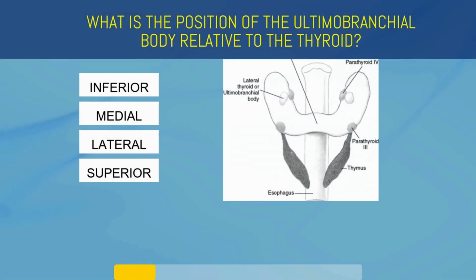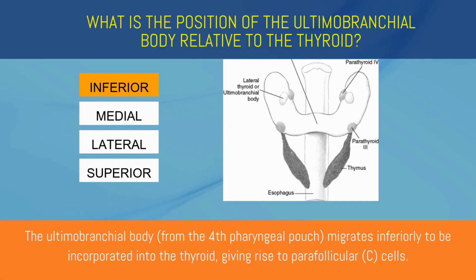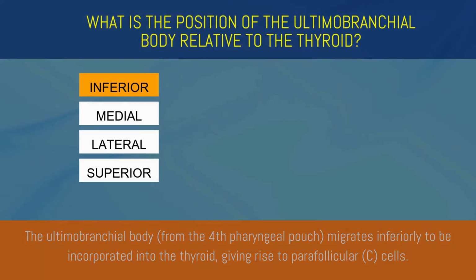What is the position of the ultimobranchial body relative to the thyroid? Inferior, medial, lateral, or superior? Inferior. The ultimobranchial body migrates inferiorly to be incorporated into the thyroid, giving rise to parafollicular cells.